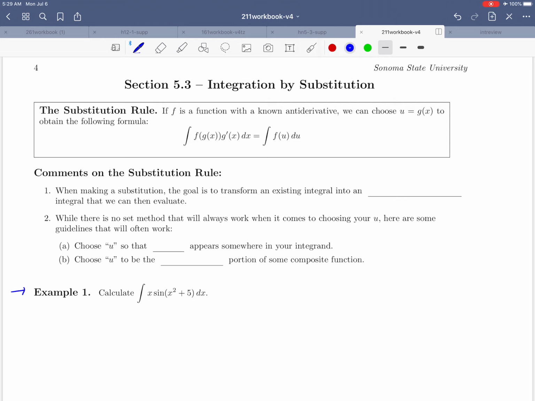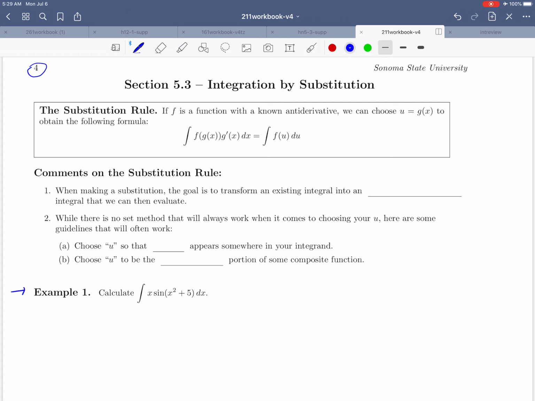Okay, so we're looking at page 4 in our workbook here. And example 1 would like us to calculate the integral of x times sine of x squared plus 5 dx. Now, first of all, let's remind ourselves what that means. They are asking us for an antiderivative for the function x sine of (x squared plus 5).